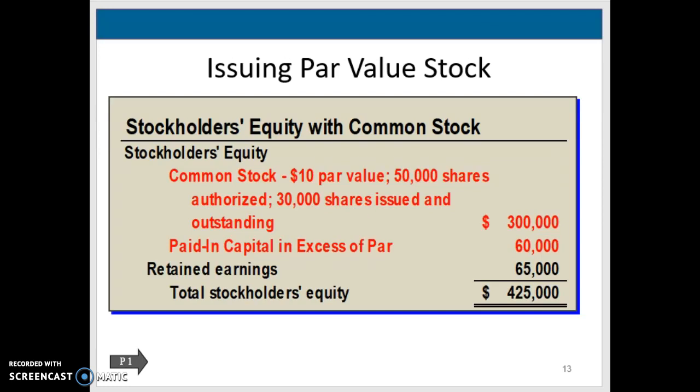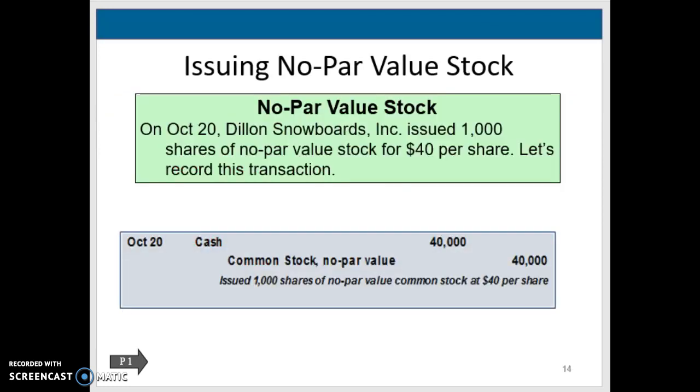But sometimes, like we saw in partnerships, people gave us other assets instead of cash to gain ownership in the company. So this next example says that on October 20th, Dillon Snowboards Inc. issued 1,000 shares of no par value stock for $40 per share. Let's record this transaction. In that one, we're looking at a no par value. If it's no par, remember that it's based off how we issued it. So if we issued $40 per share and it was 1,000 shares, then that's $40,000. So we would debit cash for $40,000 and we would credit common stock no par value.